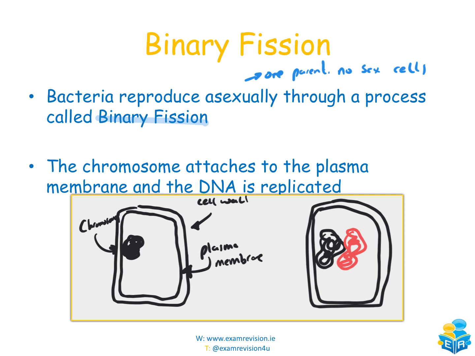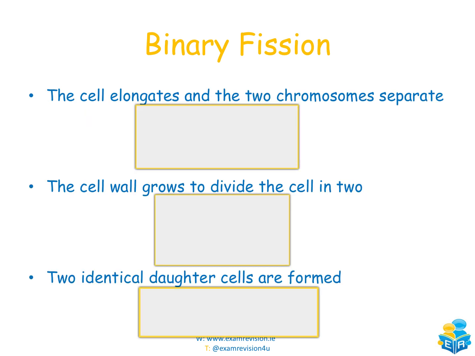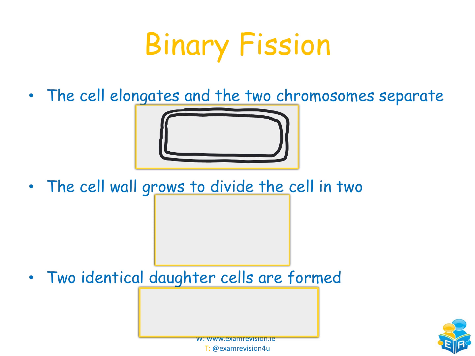So it's after being replicated. Now the second stage is that the cell is going to elongate and the two chromosomes are going to separate from each other. So it's going to look something like this. It's much longer than the first one. We still have our cell wall. We still have our plasma membrane on the inside. We now have our two copies of genetic material, one on this side, and one has moved over to the other side.